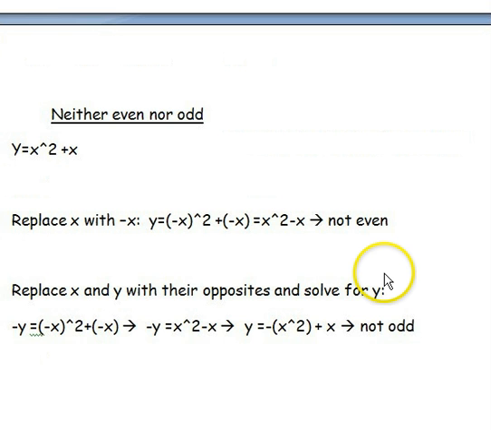Here's an example of one that is neither even nor odd, y equals x squared plus x, which we graphed earlier. If we try replacing x with negative x, we can do that, but we do not end up with the original function, so it's not even. If we try replacing x and y with their opposites, do some algebra, I'm trying to solve for y. This is not the original function, therefore it is not odd. If it's not even and it's not odd, we're simply going to say it's neither one.